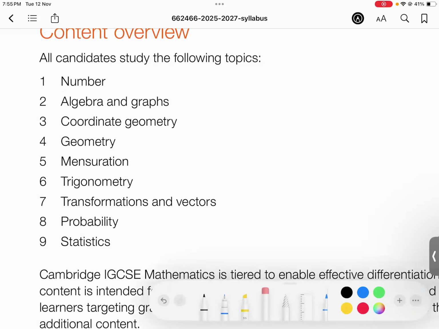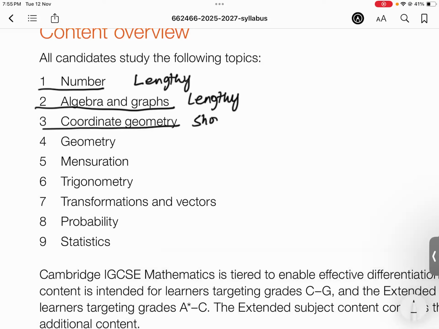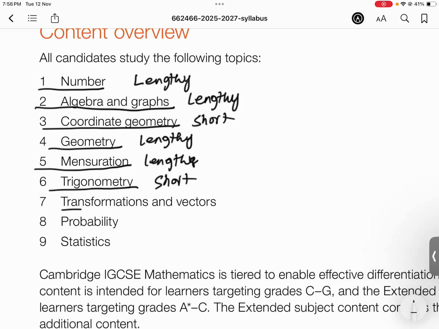Number is a lengthy topic. Algebra is a lengthy topic. Then coordinate geometry is short. Geometry is lengthy but basic, so we have a lot of detail. Mensuration is lengthy. Trigonometry is short. Transformation and vectors are short, only 2 concepts. Probability is a short concept, and statistics is a short concept.